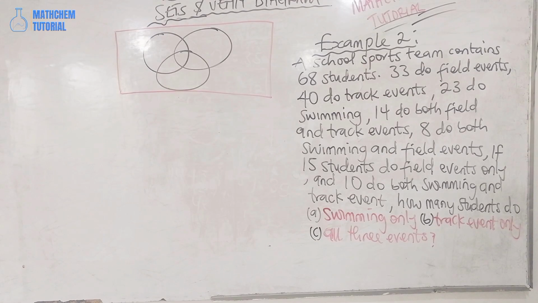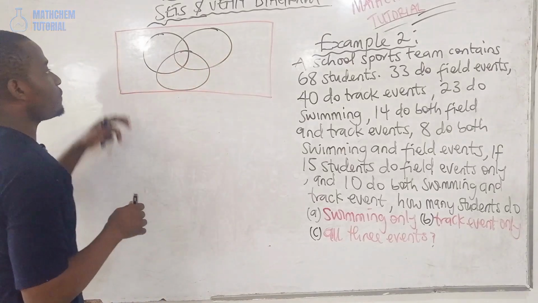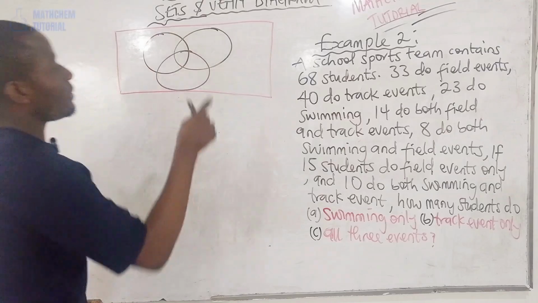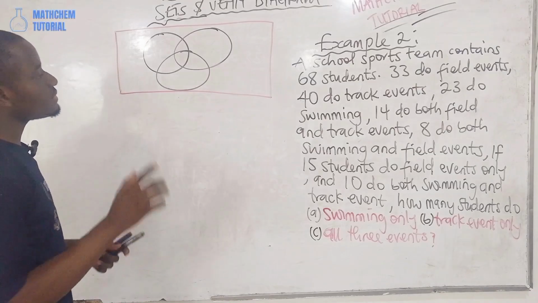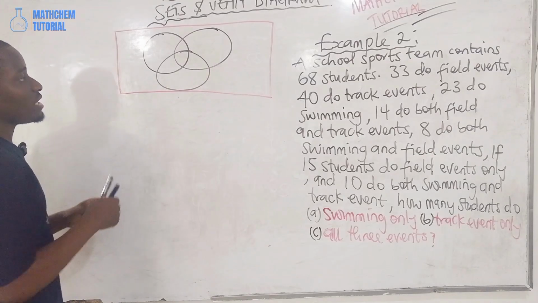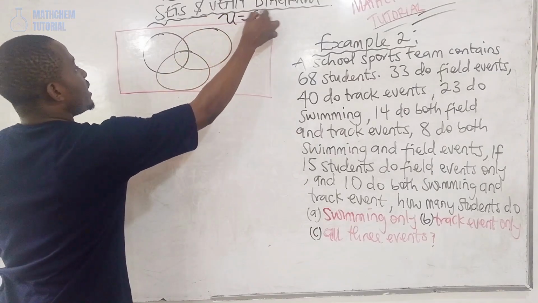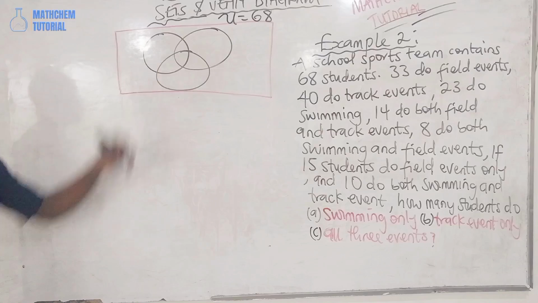So now let's dive into this question. Look at this particular box. Here we have 3 circles, the first one, the second one, and the third one. Attending to the question, let me read it again. A school sports team contains 68 students, meaning that our universal set is going to be 68 students, because we have all the students that do sports, all the teams we have. So our universal set is 68 students.